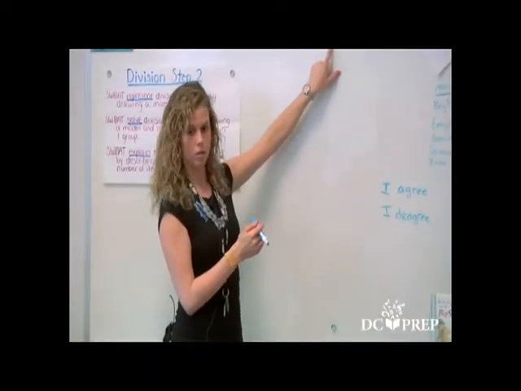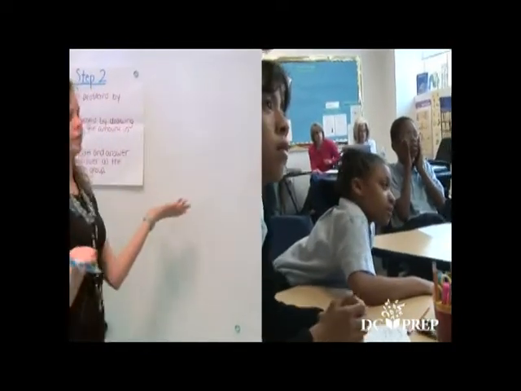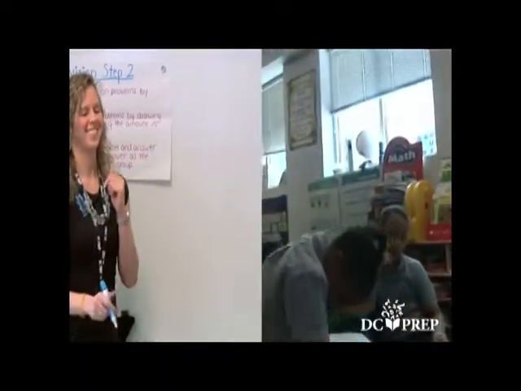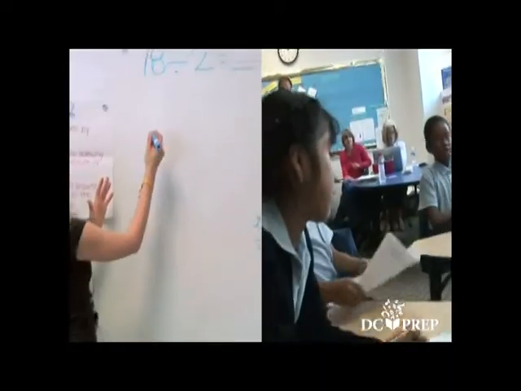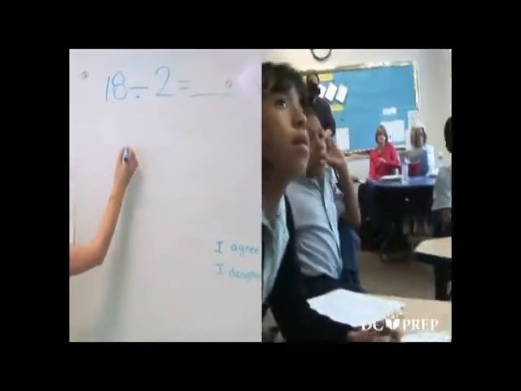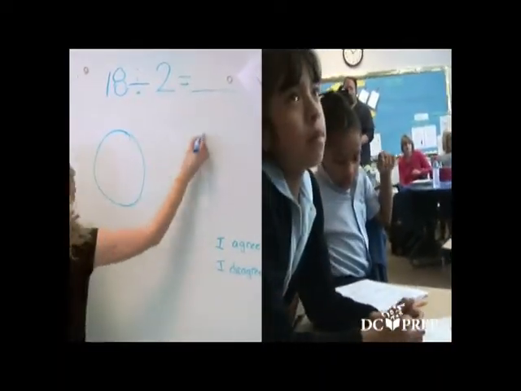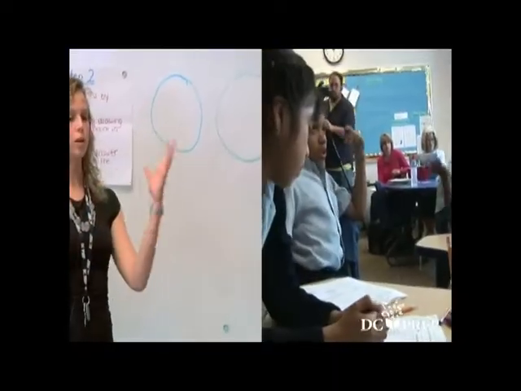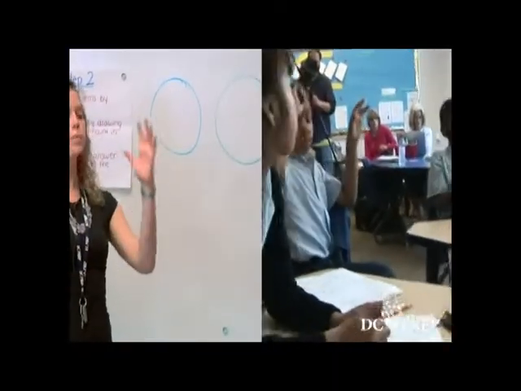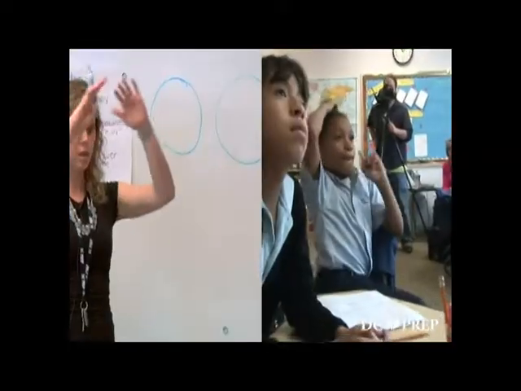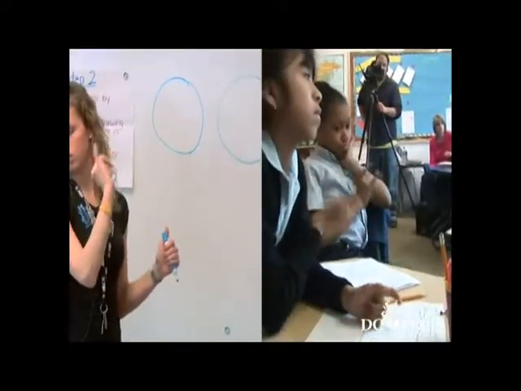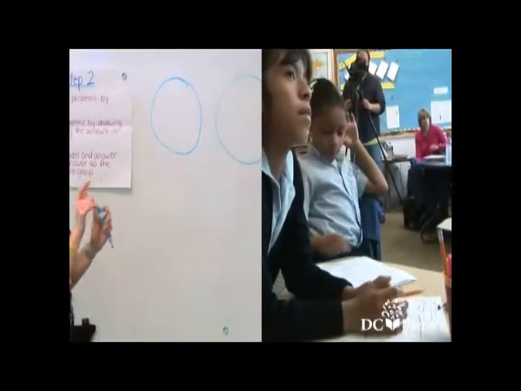So if I have 18 total items, what does the 2 stand for? The 2 stands for equal groups. Very good. So what do I do? Teach me. Talk to me. Use your words. You have to draw 2 circles. Why? Because it says equal groups. So I need 2 what? 2 circles. Equal groups. Go like this if you agree with Jaden. Very good.